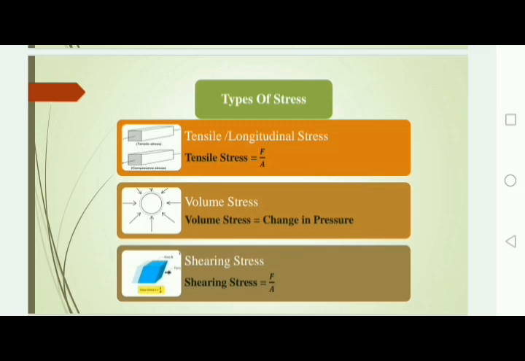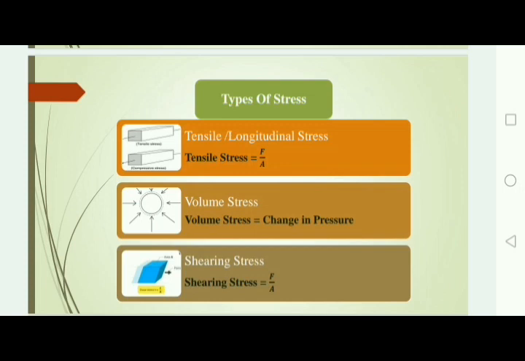If deformation causes the change in length of the body, then the stress is called tensile stress. Mathematically, we can express tensile stress as force per unit area. Then comes the volume stress. When deformation consists of change in volume of the body, then the stress is called volume stress. Mathematically, we can express volume stress as equal to change in pressure.